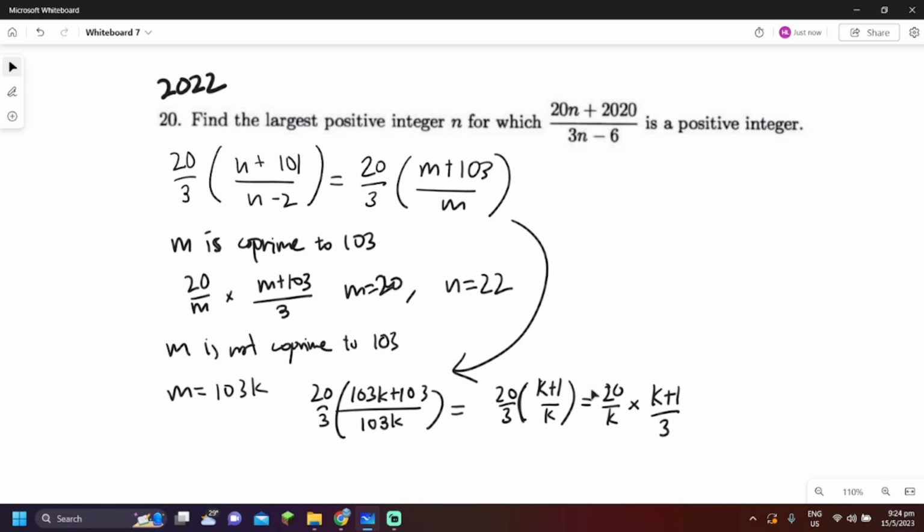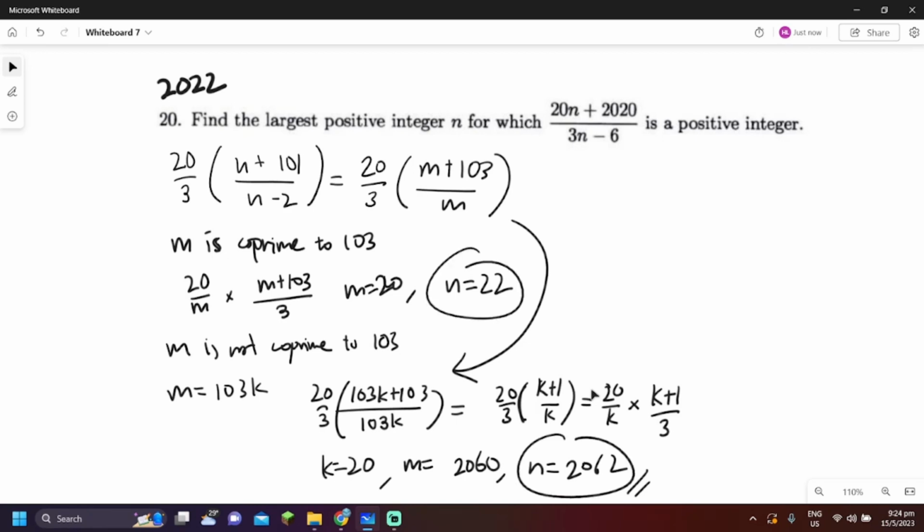they both have to be integers, so you look at the one on the left, and k equals 20 is the maximum number so that 20 over k is an integer, and it works on the right side because 21 over 3 is 7. So you set k equals 20, and hence m equals 2060 because it's 103 times k, and then n equals m plus 2, so it becomes 2062. Comparing these two possible answers, this is bigger, so we win.